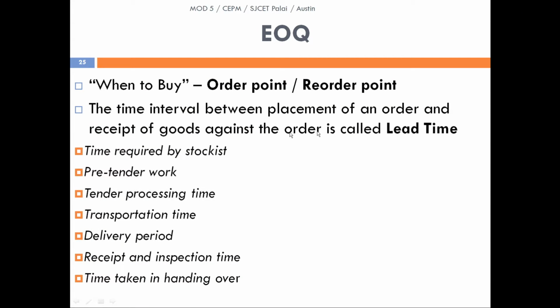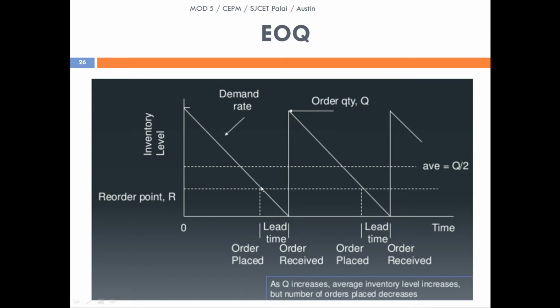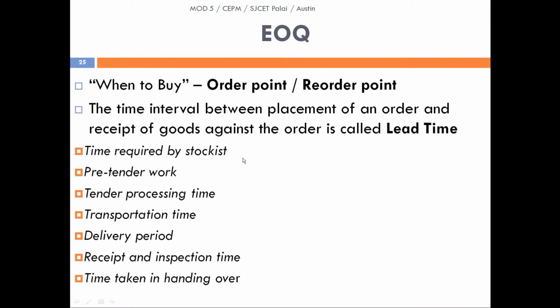So the time interval between the placement of an order and receipt of goods against the order is said to be the lead time. The same thing that we have discussed here, the time gap between the order placed and order received, is said to be the lead time.